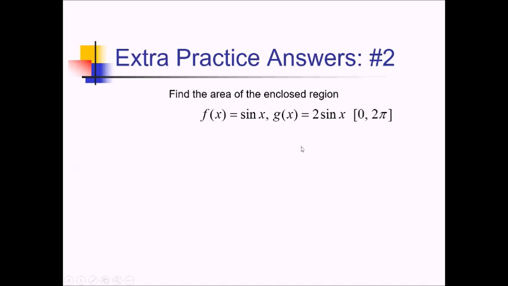For this problem, we're trying to find the area of the region enclosed between f of x equals sine of x and g of x equals 2 sine of x, but just on the interval from 0 to 2 pi, otherwise we could be playing this game forever. Let me start by graphing these out.